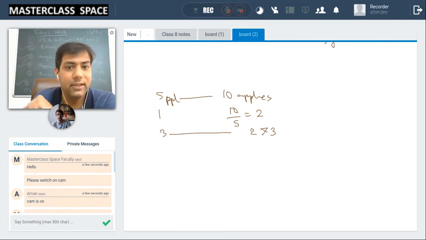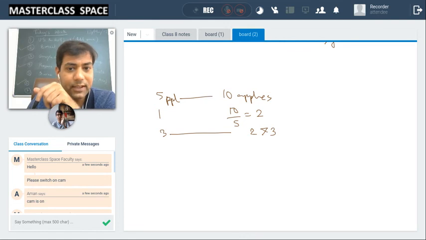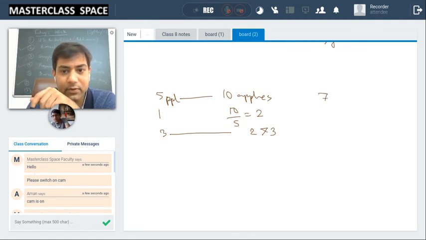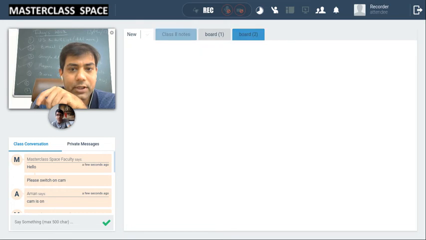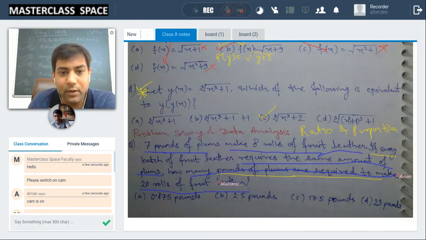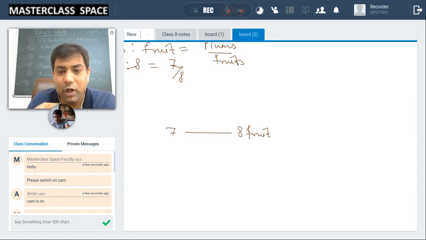7 plums for 8 fruits. The question: how many plums are required for 20 fruits? You have to find out for 20 fruit. Can you do it using the unitary method?